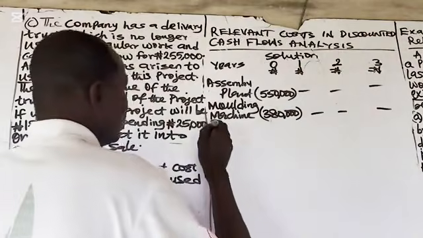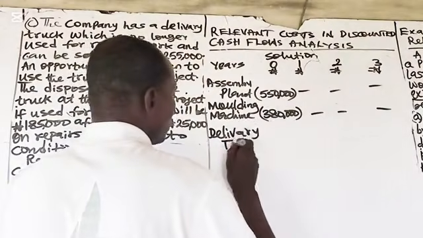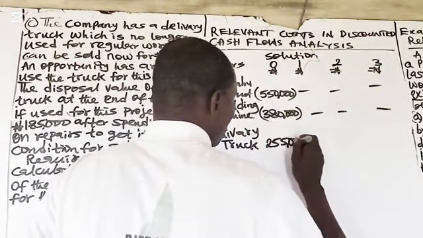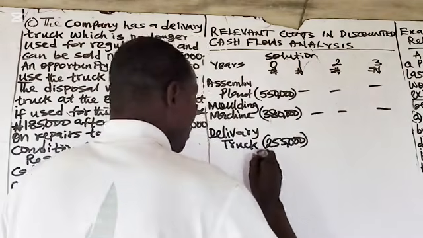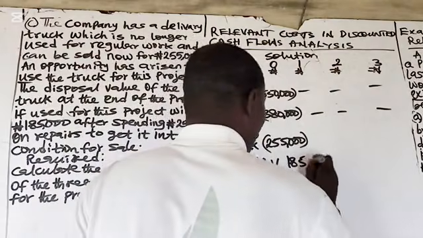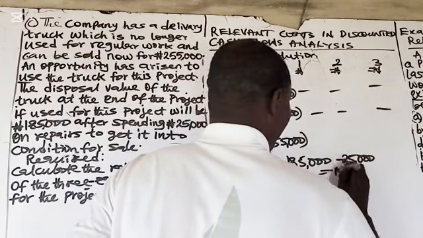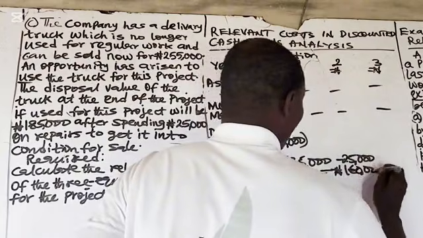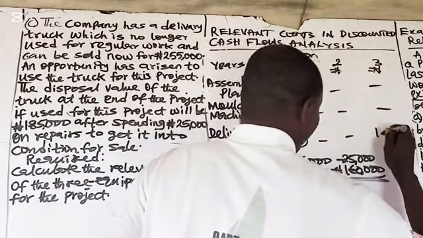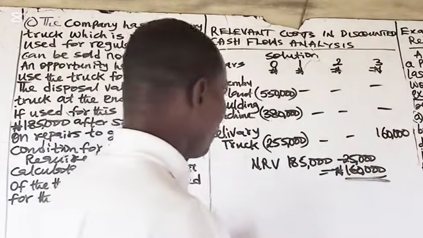So we have the delivery truck, 255,000 as an outflow in year 0. Then the net realizable value of the delivery truck will be 185,000 minus 25,000. Then you have 160,000. And this 160,000 will be used as an inflow at the end of the project life, which is year 3. So you have 160,000 treated as an inflow.